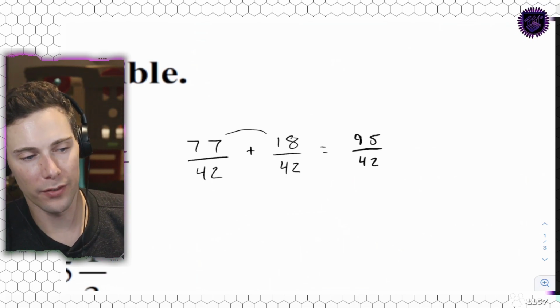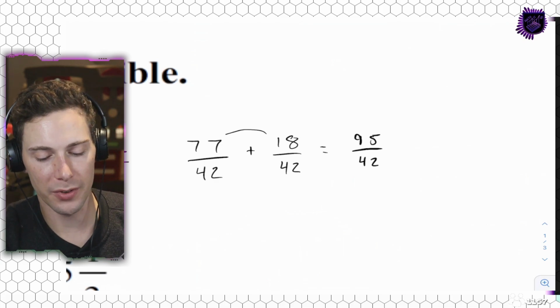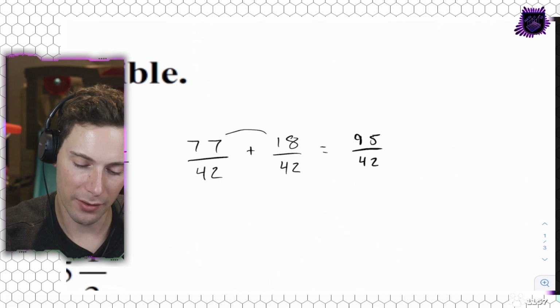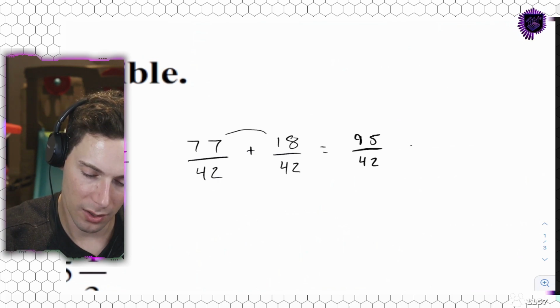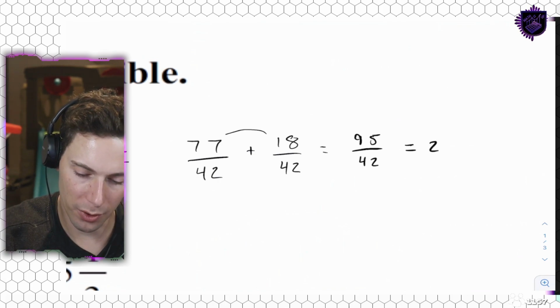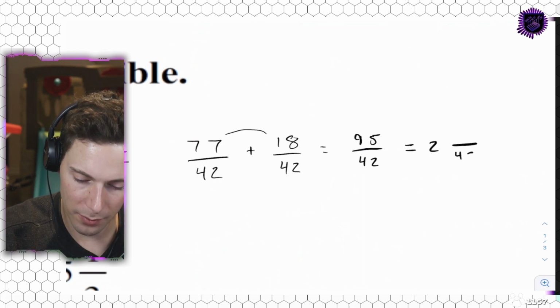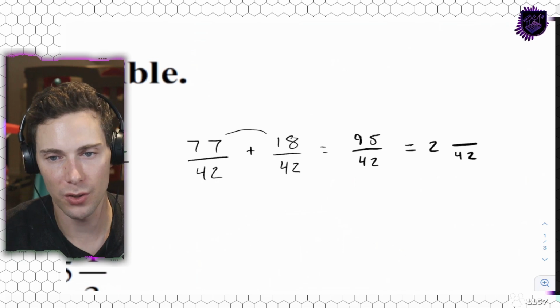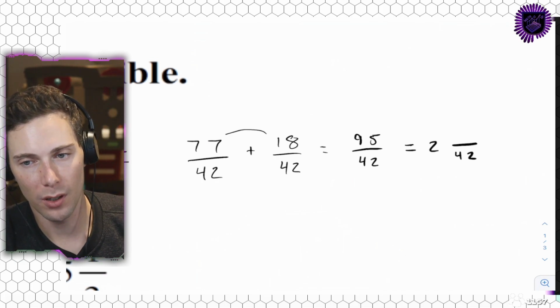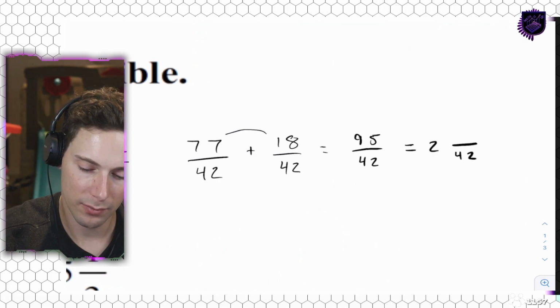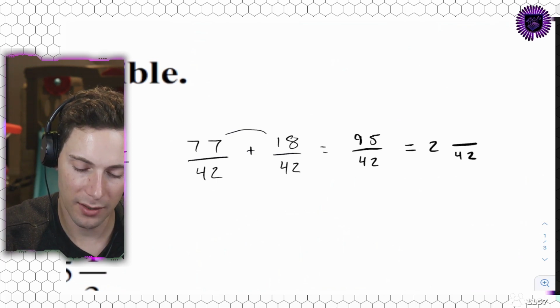So 95 over 42. We can get 2 whole groups of 42 out in there. That's 84. So 95 is going to be equal to 2 whole groups and something over 42, because I know 42 plus 42 is 84. Now 95 minus 84. 90 minus 80 is 10, and 5 minus 4 is 1. So this is going to be 11.